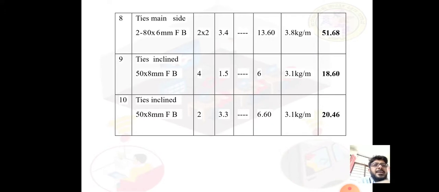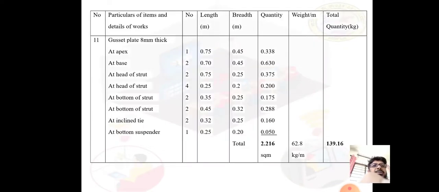Then last, ties inclined, and sections are 50 into 8. So each side one section, means two sides, a total of two sections, and length is mentioned as 3.3. So 3.3 into 2 means 6.6, and weight again is the same, 3.1 kg. So 3.1 into 6.6 will get 20.46 kg of weight. So these are the members.